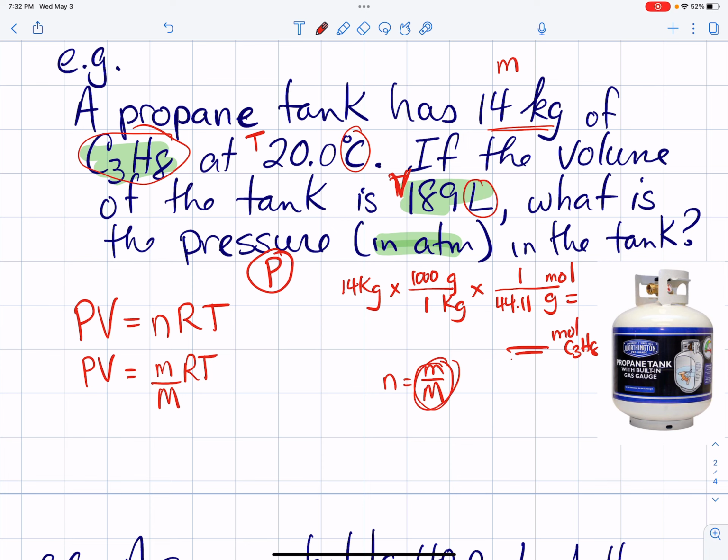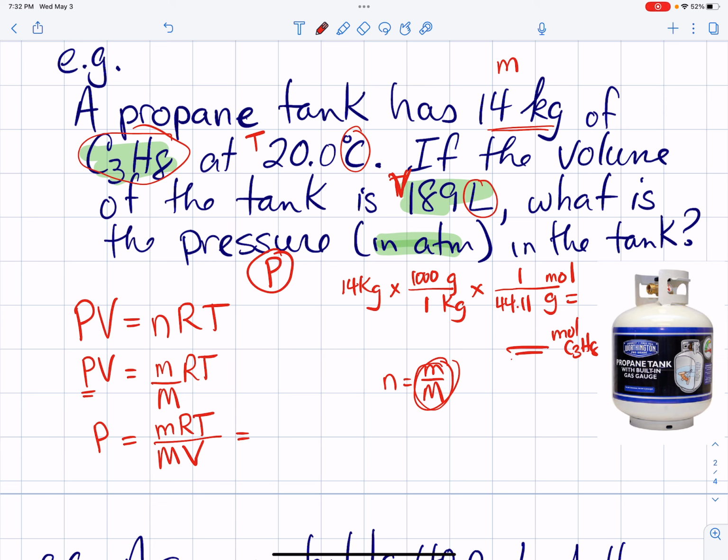So now I can rearrange my equation. If you're looking for pressure, we're going to have to get rid of this volume, which is multiplying the pressure. To get rid of something that's multiplying, you divide. So the pressure will be the mRT, the mass times R times T, divided by the molar mass times the volume. So there's a little bit of algebra. Now we can plug in our information.